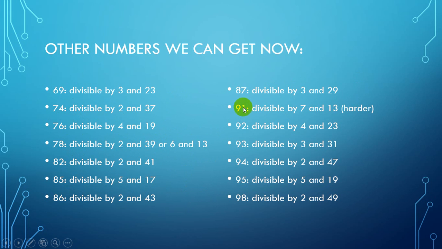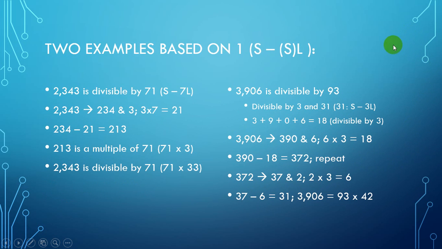Now 91, again, you probably want to use that rule for 1 and not check for 7 and 13 because that's harder. It involves like twice the amount of work. 92, check for divisibility by 4 and 23. 93, use 3 and 31. 94, 2 and 47. 95, 5 and 19. And finally 98, 2 and 49. So a couple of examples based on 1.